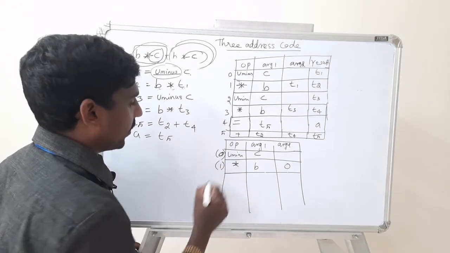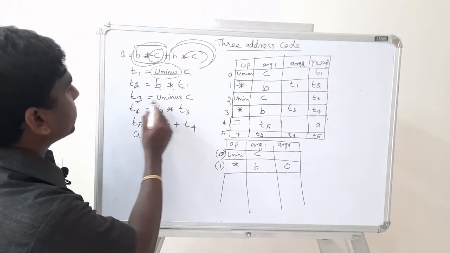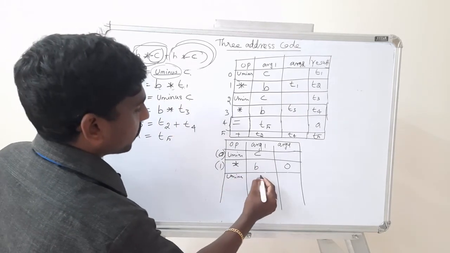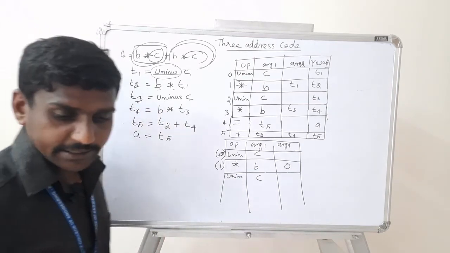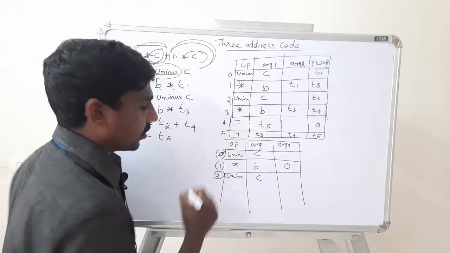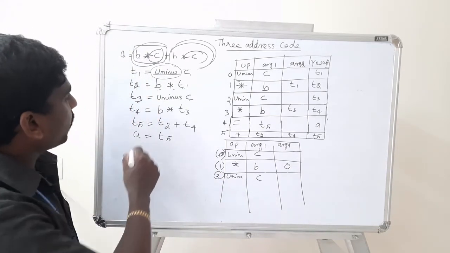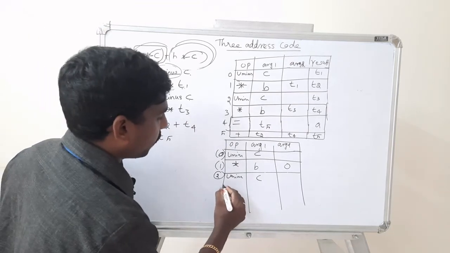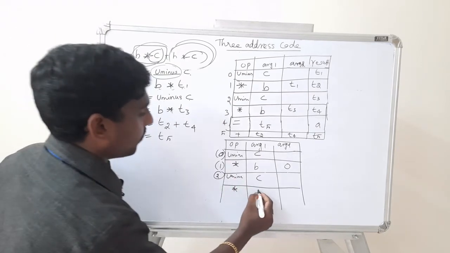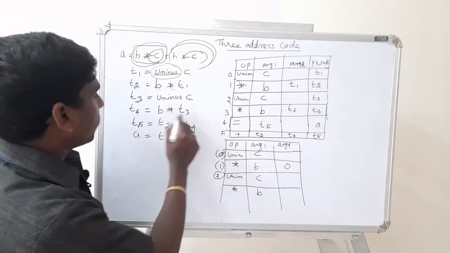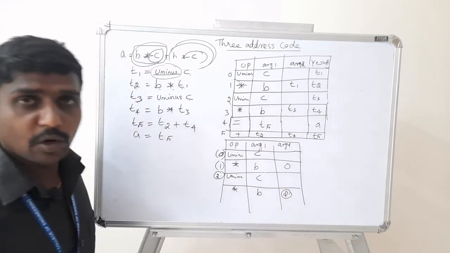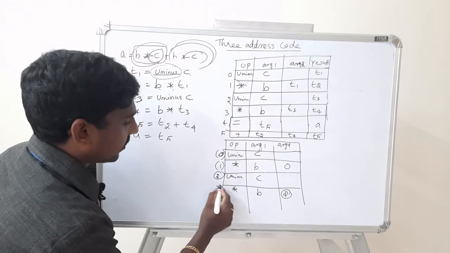So this one is indexed as 1. And T3 equal to unary minus C, same as U minus. This is the second one, memory location 2. And T4 equal to B star T3. So operator is star, and B is argument 1. Instead of T3, what do you mention? 2, memory location number 2. And this is saved in the third location.